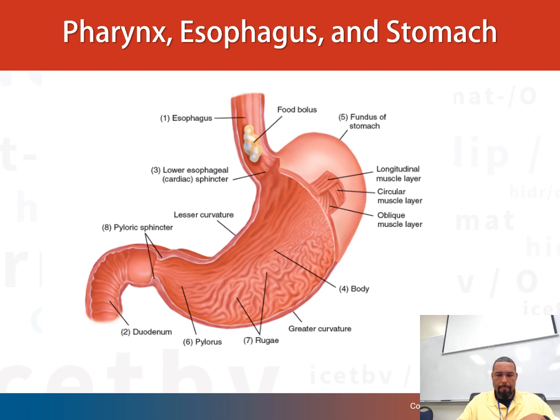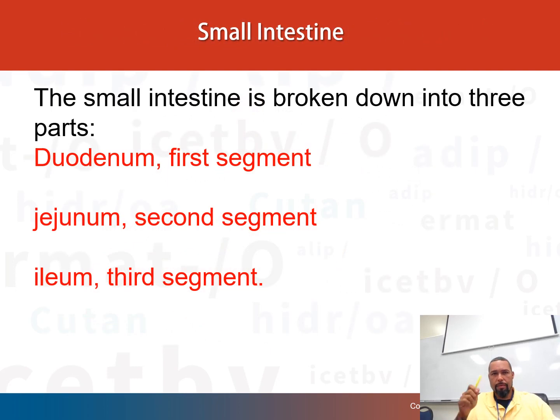All right. The small intestine is broken down into 3 parts. It is the duodenum, which is the first segment, the jejunum, which is the second segment, and then you have your ileum, which is your third segment.